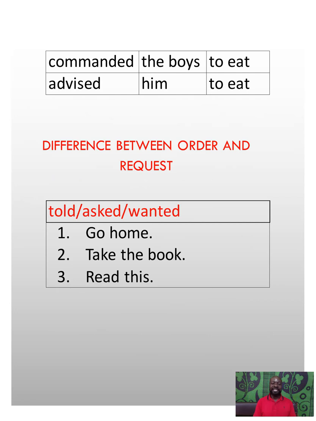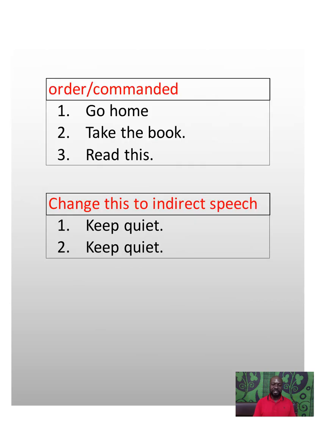Told, asked, wanted. I want you to notice that the reporting verbs are in the past. In reported speech, yes, you can also use them in the present, but for now, I want you to use them in the past. Told, asked, wanted. 1, 2, 3. I want you to listen to how I'm reading. Go home, take the book, read this. Compare this with this.